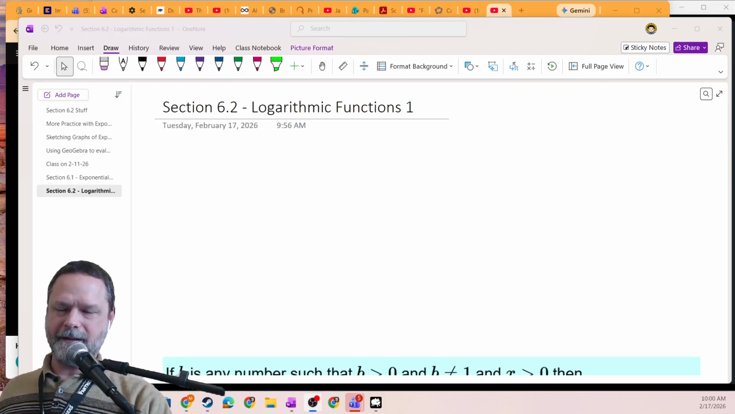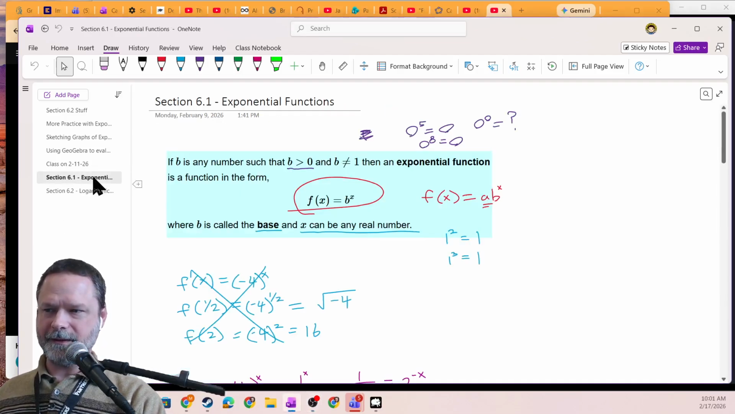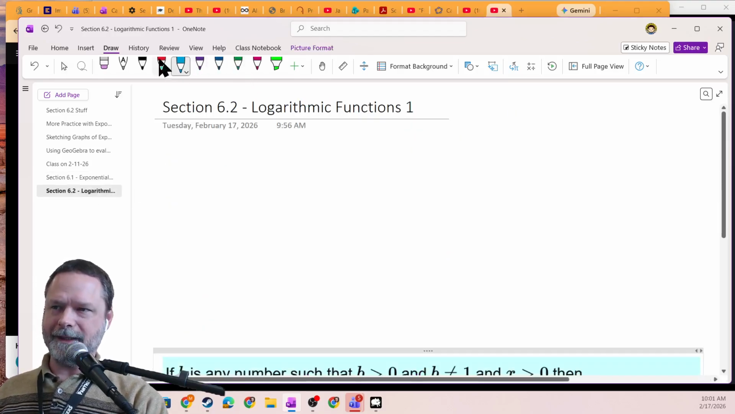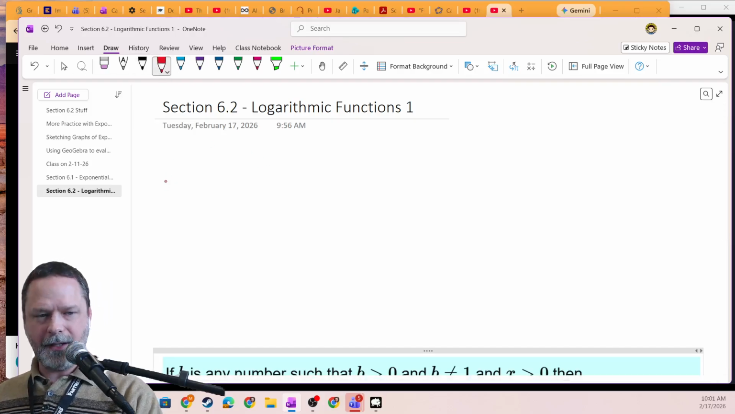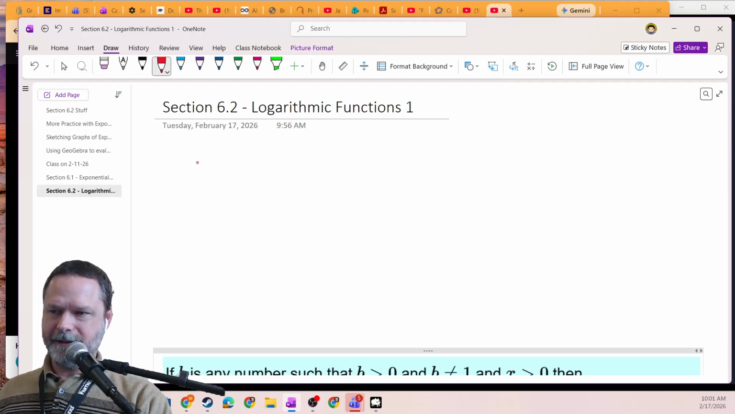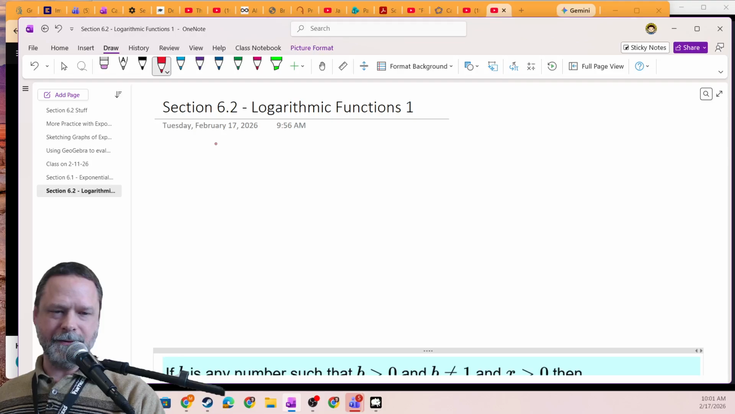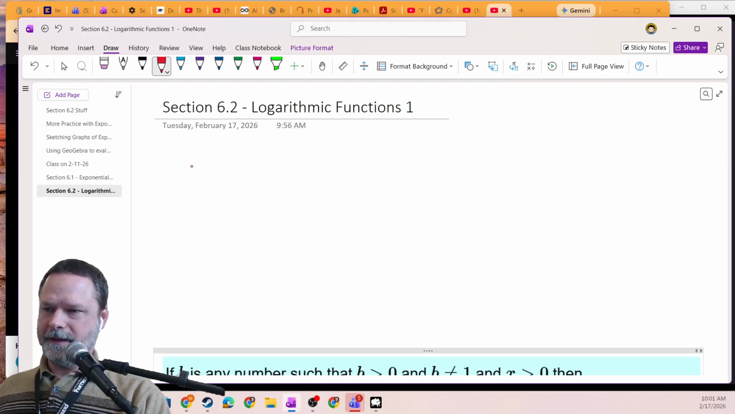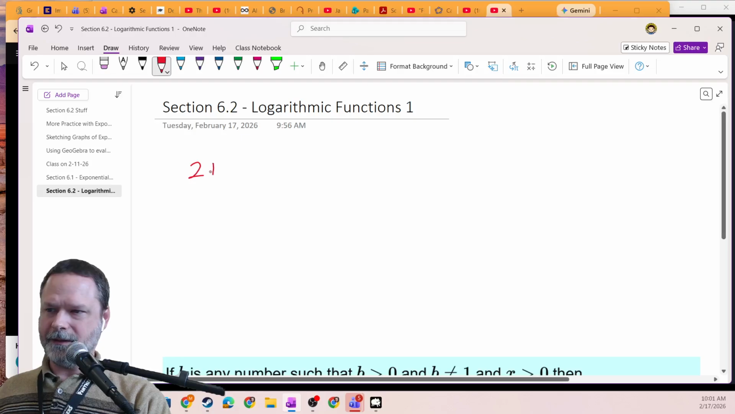Here we've got logarithmic functions, and these come after exponential functions. There's a good reason for that. They're related, much like addition and subtraction are related. So if you had a good elementary school teacher, they taught you the math facts. You know, stuff like 2 plus 3 equals 5.